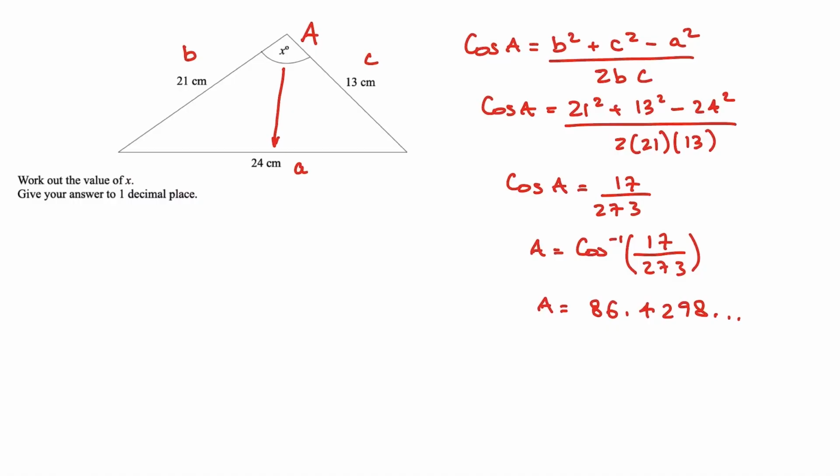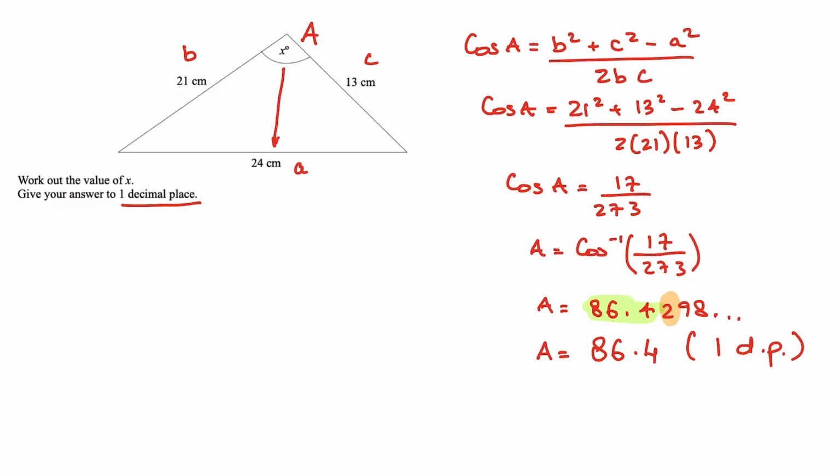From there, the question is telling me to give the answer to one decimal place. So we look at the first three numbers and then at the number after the one decimal place, and therefore my answer will be 86.4, as 2 is below 5, and therefore we need to round down to one decimal place. Now you should have a good understanding of when to use the cosine rule to find the missing side and when to use the cosine rule to find the missing angle.